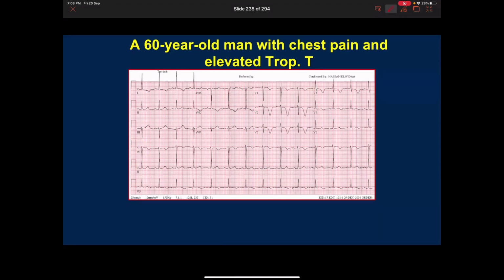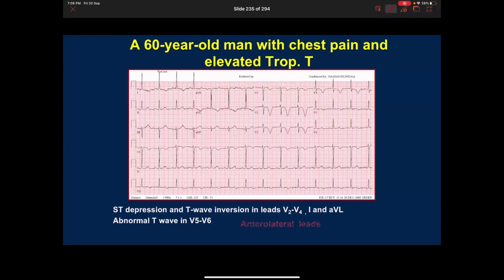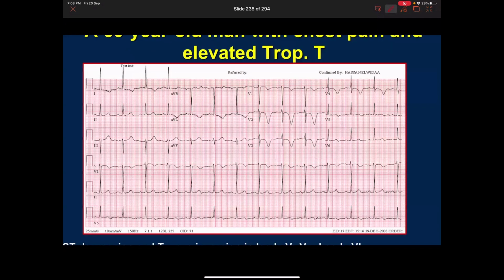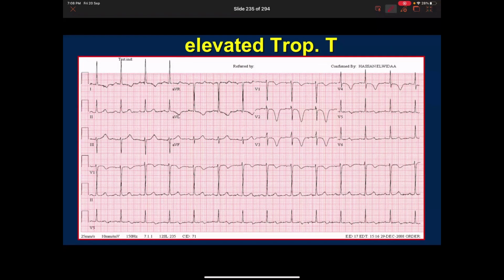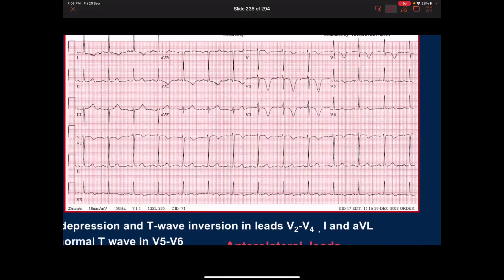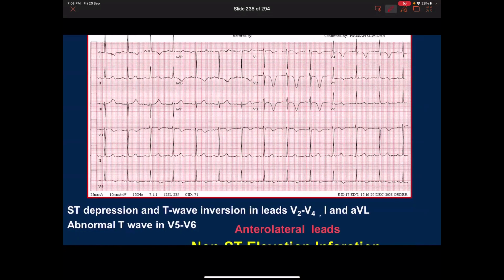This is an NSTEMI. Okay, perfect. For NSTEMIs, you don't need to locate them. Just know it's an NSTEMI. Why is it an NSTEMI? Because you see the ST depressions. Where do you see ST depressions? In which lead? V3, yes. AVL, and 1.